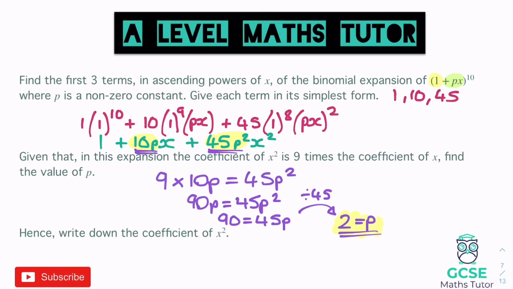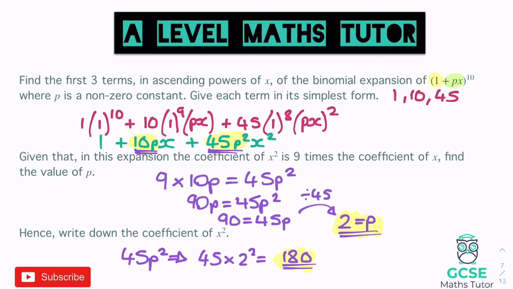Then it says, hence write down the coefficient of x squared. Well, the coefficient of x squared is 45p squared. And we now know that p is 2, so that's 45 multiplied by 2 squared, which is 45 times 4, and 45 times 4 is 180. And there we go, there's our coefficient of x squared, 180. So there's our final answer.